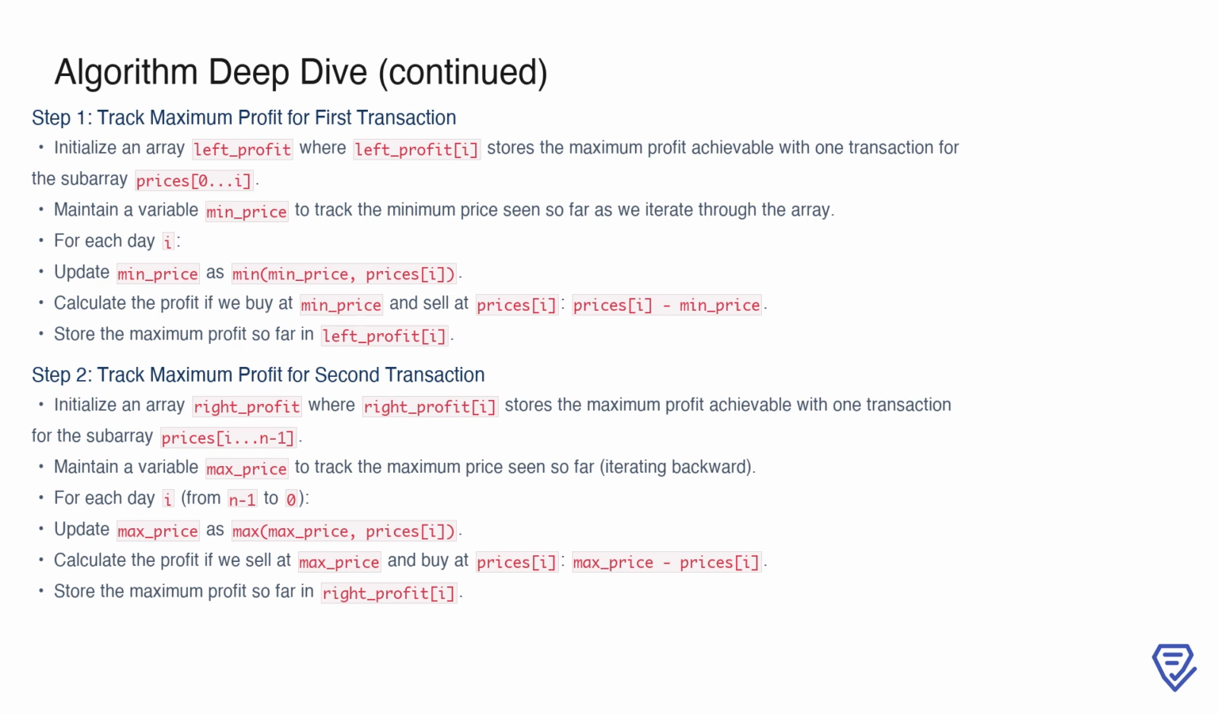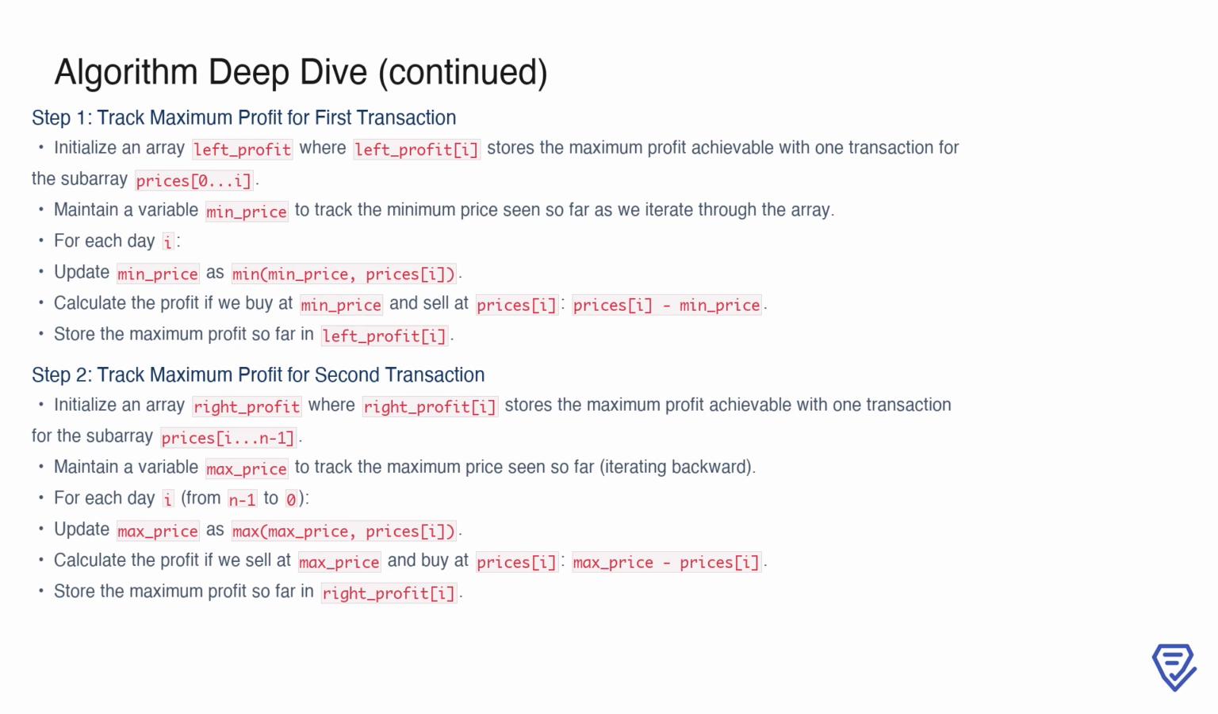For this, we use an array called left_profit, where each element left_profit[i] stores the maximum profit achievable with a single transaction in the subarray from day 0 to day i. As we iterate through the array, we maintain a variable min_price to keep track of the lowest stock price seen so far. On each day i, we update min_price with the smaller of its current value or the price on day i. Then, we compute the profit we would make if we bought at min_price and sold at the current price, prices[i] - min_price. This profit is stored in left_profit[i] as the maximum profit achieved up to that day.